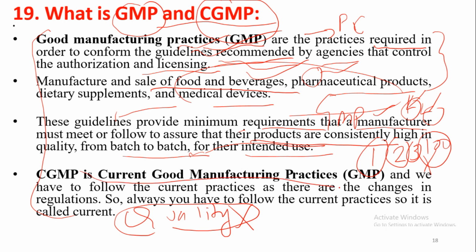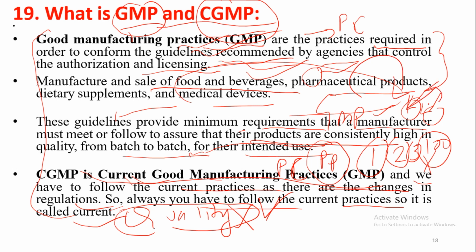CGMP is current good manufacturing practices. What is the difference between GMP and CGMP? We will see. We have to follow the current practices as there are changes in regulations. So always you have to follow the current practices. So it is called current good manufacturing practices. Means in the pharma field, there are regular changes, regular changes in regulations or amendments. So you need to understand the changes and you have to adapt to the changes. You have to learn those changes and you have to follow the changes. So this is the main difference between CGMP and GMP.